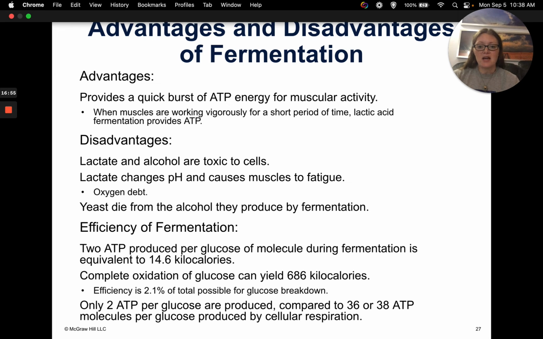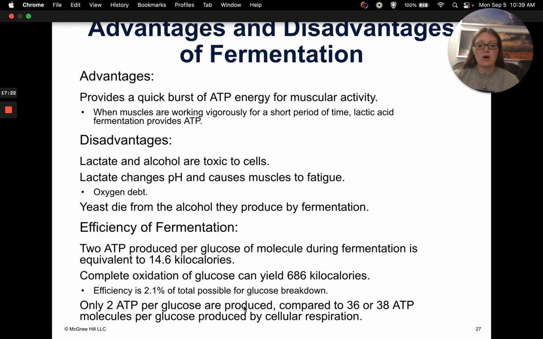Yeast will eventually die from the alcohol they produce by fermentation if that goes on to an extreme. Efficiency of fermentation: 2 ATP produced per glucose molecule, which is equivalent to 14.6 kilocalories. So if it is a small organism, it can do this and be just fine, but larger organisms can't really survive on just 2 ATP. We typically need more.